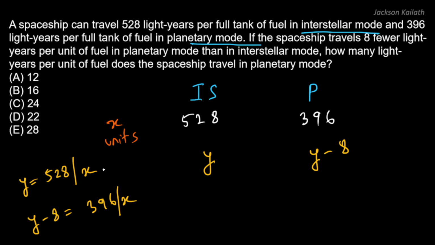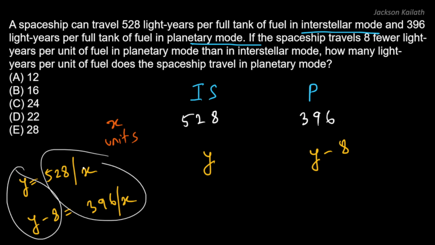Now, let's subtract these two equations. So over here, Y minus (Y minus 8) will give you 8. And over here, 528 by X minus 396 by X will give you 132 by X, right? So you have 132 by X is equal to 8, and then solving for X, that's 132 divided by 8, right?